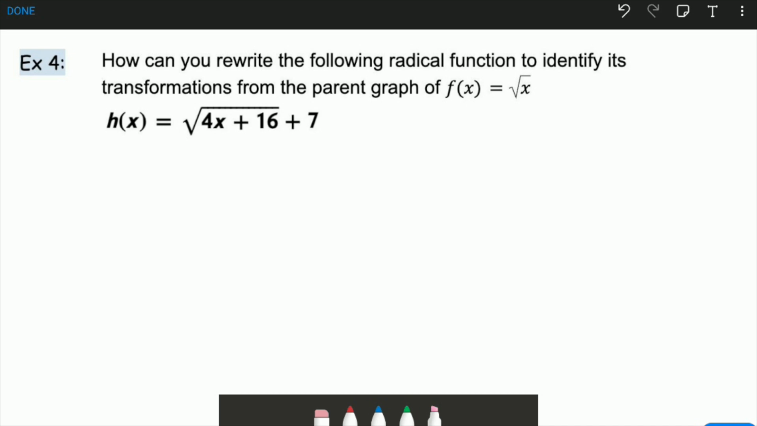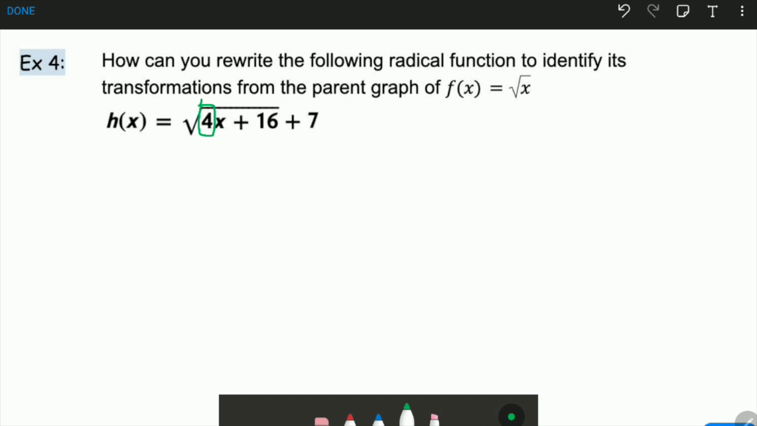Now, in this last example, we're asked how can we rewrite the following radical function to identify the transformations, specifically the translations and reflections, or the translations and dilations from the parent function f of x equals the square root of x. Now, a lot of the times, most of our functions can be rewritten so that there is no horizontal dilation or no multiplication on the inside of the function directly to the x values. So a lot of the times you won't see that. There are some rare cases.